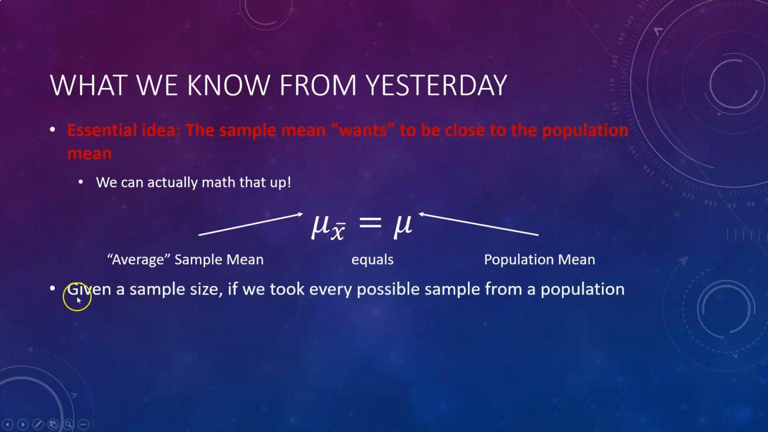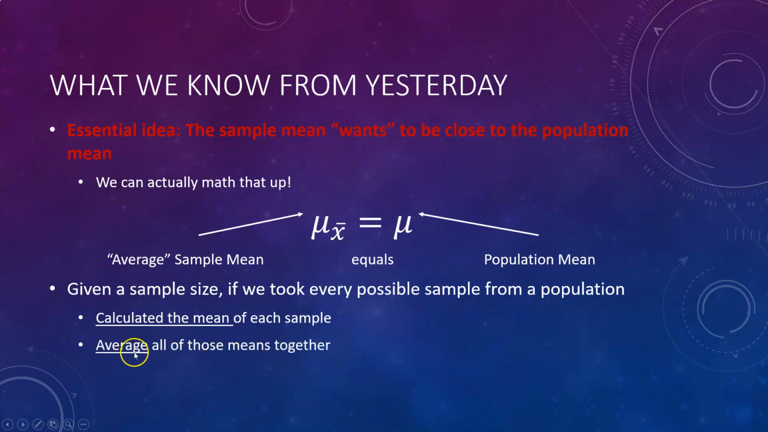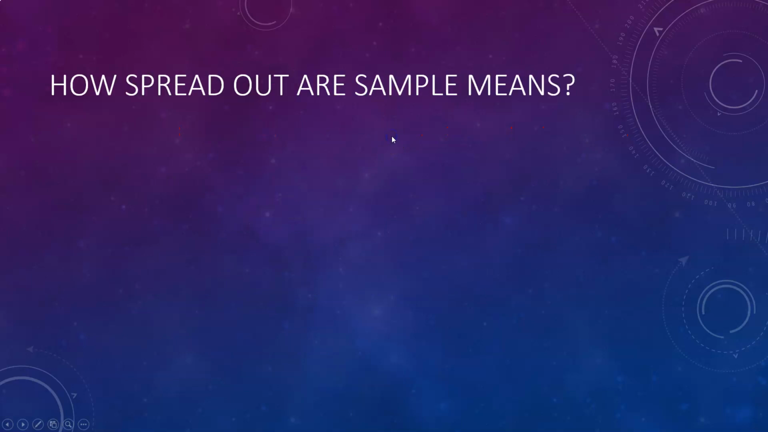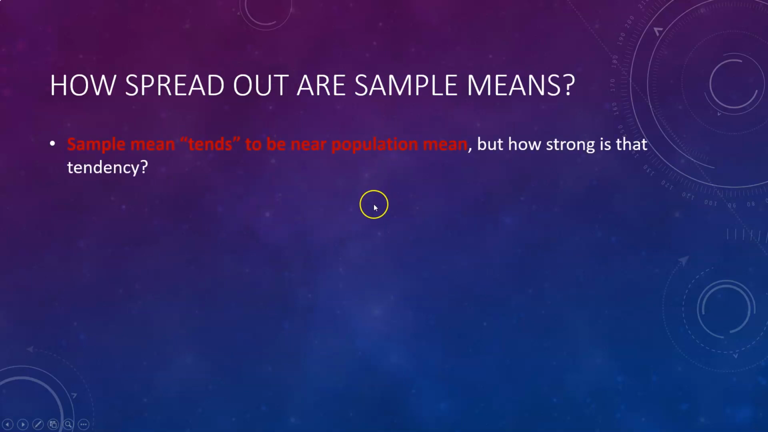Imagine that you chose a sample size, let's say 60, and you took every possible sample that you possibly could, good and bad, from a population. You then found the mean of every possible sample, and you averaged all of those means together. That result would be the same as the mean of a population. Don't get too wrapped up in it, because the key idea is that there's that tendency. The question is, how strong is that tendency? And that's where standard deviation comes in.